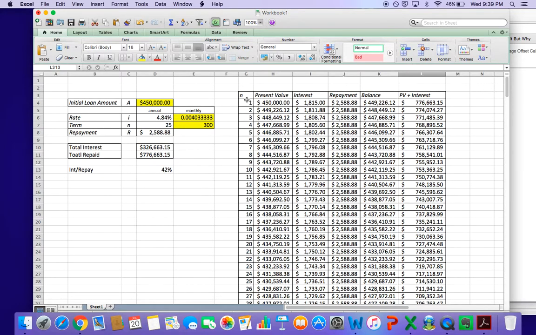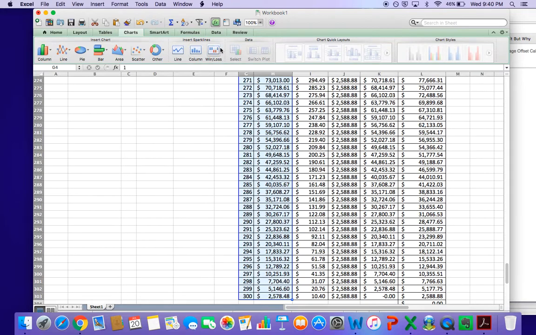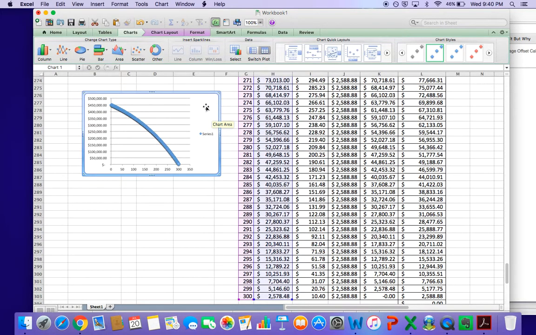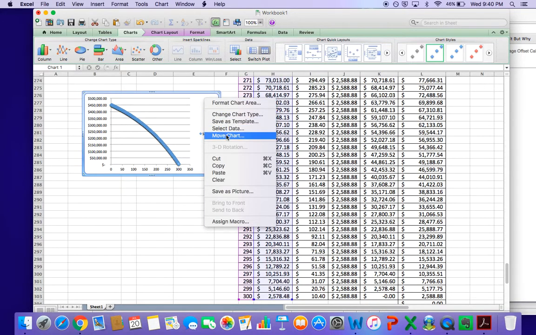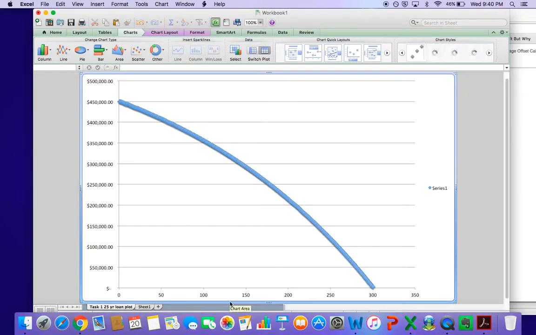We'll do a couple of graphs for this. So let's start with this one here. I'm going to do present value over time. Highlight that, charts, scatter. Okay, there it is. Now that's quite a small graph. I want to see that from a bigger perspective, so I'm going to put it in its own sheet. The way we do that is we right-click on some white space up here, right-click, move chart into its own sheet. Now I'll call this task 1. It's a 25-year loan plot, whatever you want to call it. Okay, and there it is.